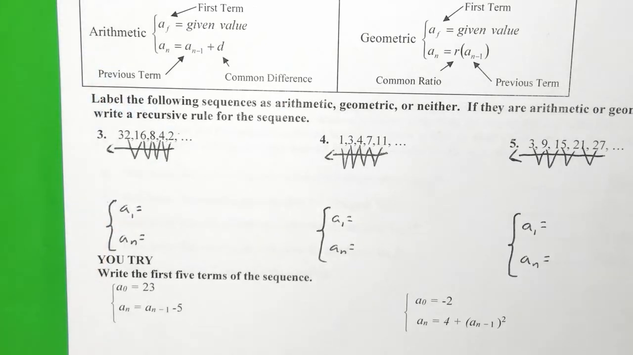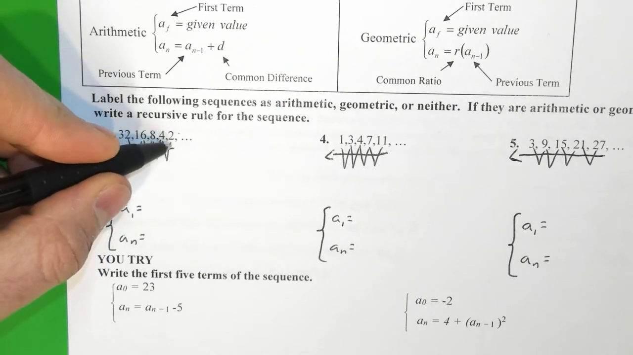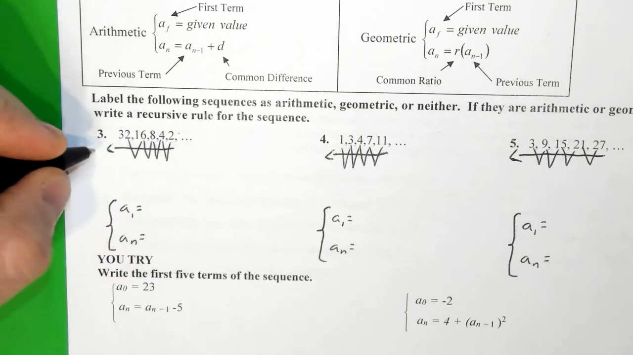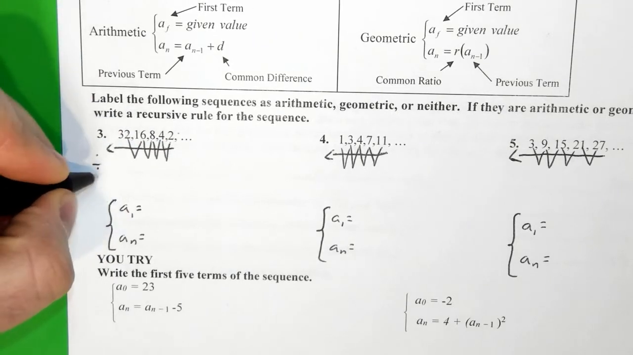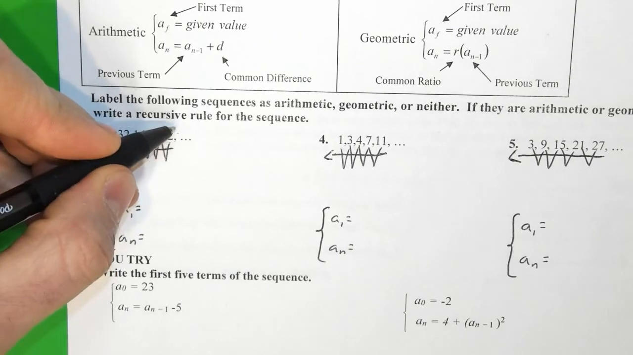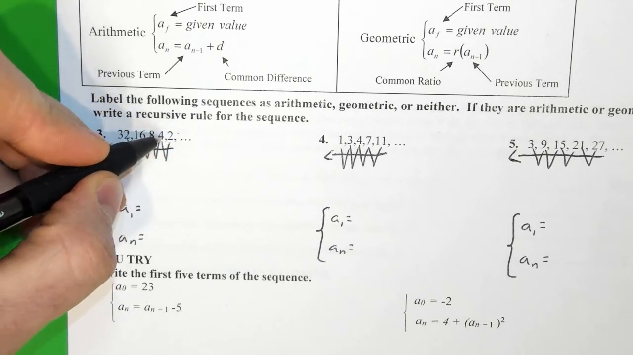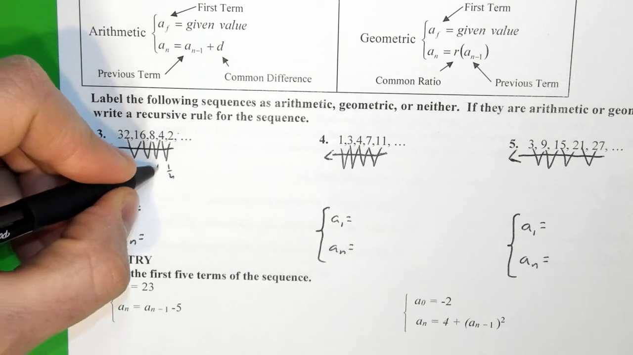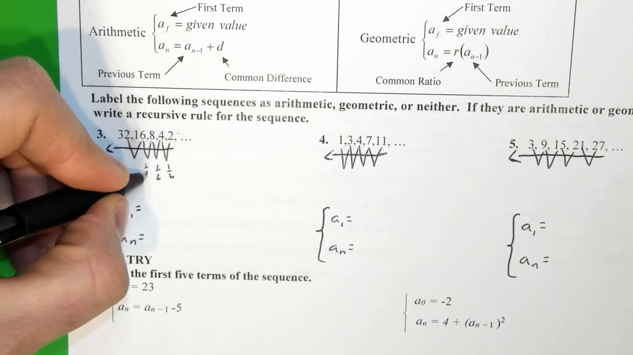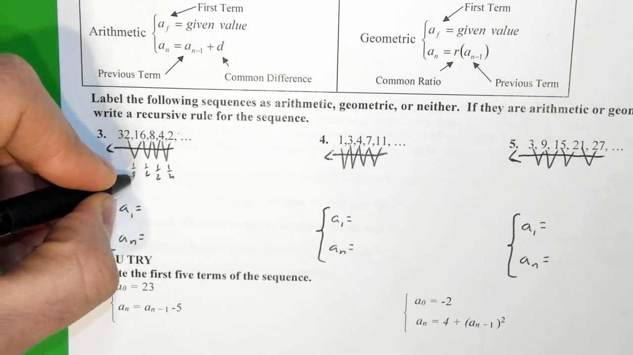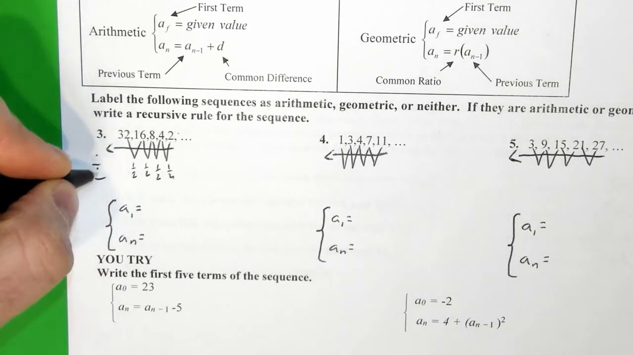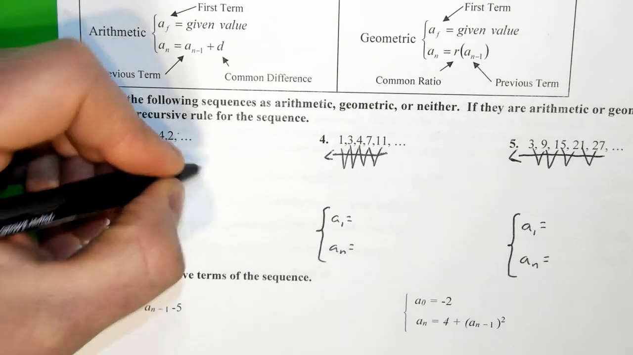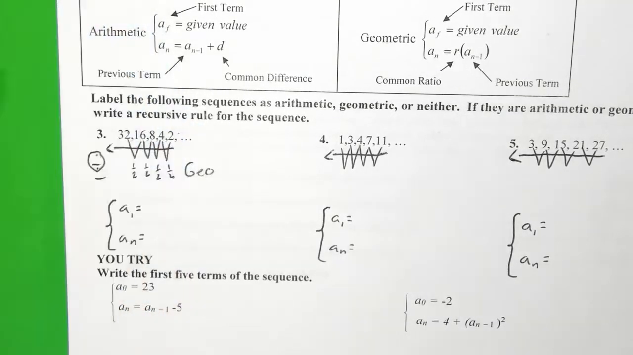If you're like me, that doesn't happen as quickly, and you might need to use my tricks that I had shown you with a little bit of division or subtraction. In this case, the division works better. 2 divided by 4 is 1/2, and 4 divided by 8 is 1/2, and 8 divided by 16 is 1/2, and 16 divided by 32 is 1/2. It's the same one every time. We use division, and that makes it geometric.